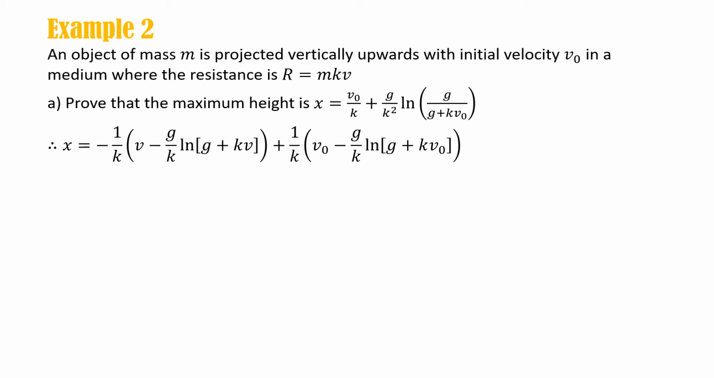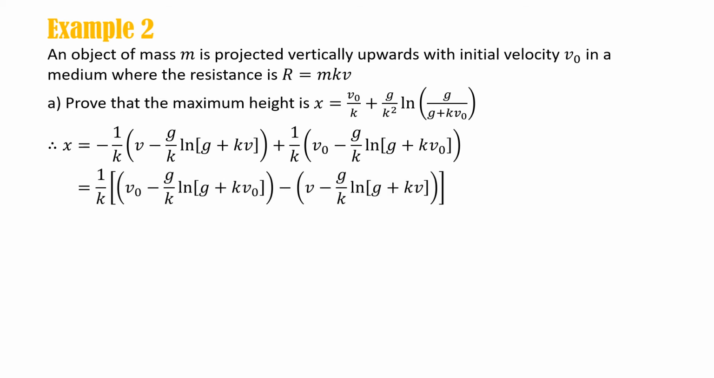So I can pull out a factor of 1 on k, and I'm going to rearrange those two brackets so that I've got the positive minus the negative. So my v0 will go first and the v will go second. So let's just do that. I've pulled out my 1 on k and then I've switched the two brackets around on the inside. So I've got the positive minus the negative. So then let's take that negative through the second bracket so I can get rid of the brackets inside the square bracket. And we're going to be left with 1 on k lots of v0 minus g on k times the natural log of g plus kv0, minus v plus g on k times the natural log of g plus kv.